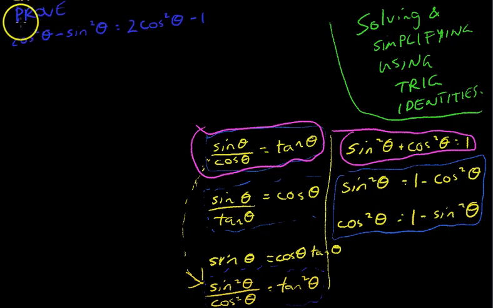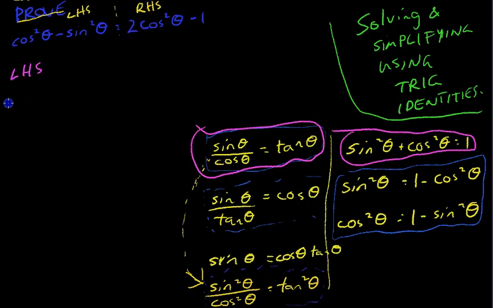So one of the things you might get asked is to prove something. In this particular case, I'm being asked to prove that cos squared theta minus sine squared theta is equal to 2 cos squared theta minus 1. This is probably something you haven't done a lot of before. If you want to prove something, the best way to do it is to break this up into left-hand side and right-hand side, and then start manipulating one of the sides until it looks like the other side. So I'm going to manipulate the left-hand side until it looks like the right-hand side.